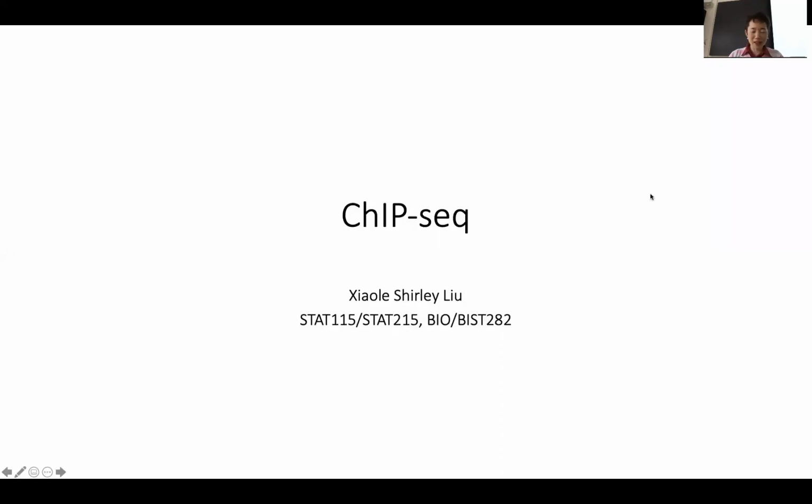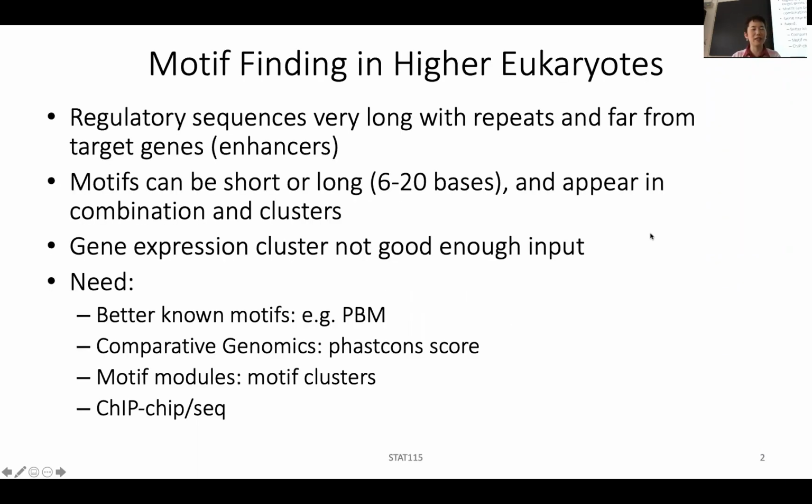Okay, today we're gonna talk about ChIP-seq. So let's first do a recap. We still have a little unfinished business from the last lecture. We know that genes are regulated because transcription factors recognize specific sequence patterns to bind to the DNA, then it can regulate nearby gene expression.